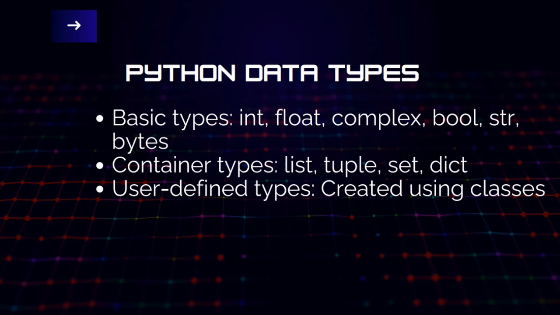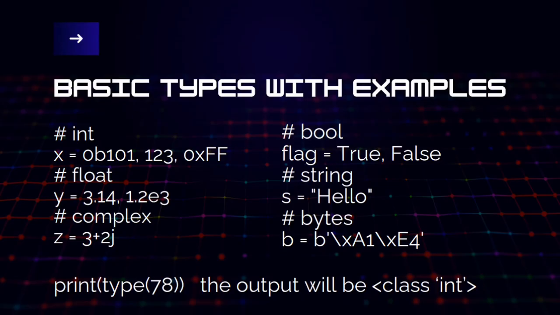Basic data types with examples. Int can be expressed in binary, decimal, octal, hexadecimal. Binary starts with 0b and hexadecimal starts with 0x. Float can be expressed in fractional or exponential form. Complex contains real and imaginary parts. And here comes the bool. Bool can take either of two Boolean values, both starting in caps, True and False.